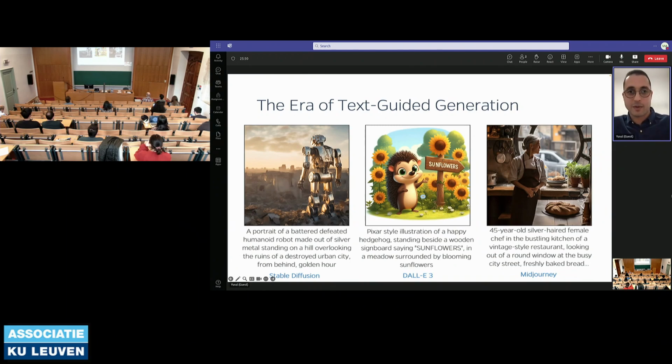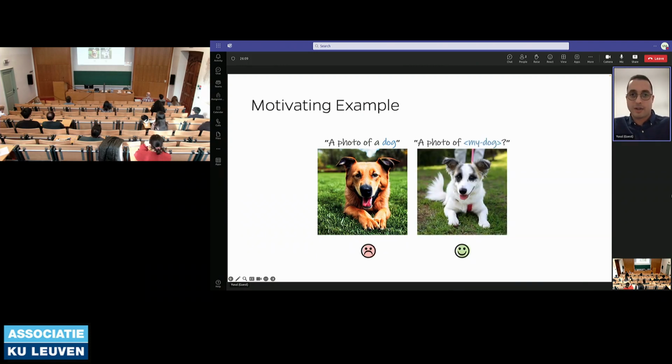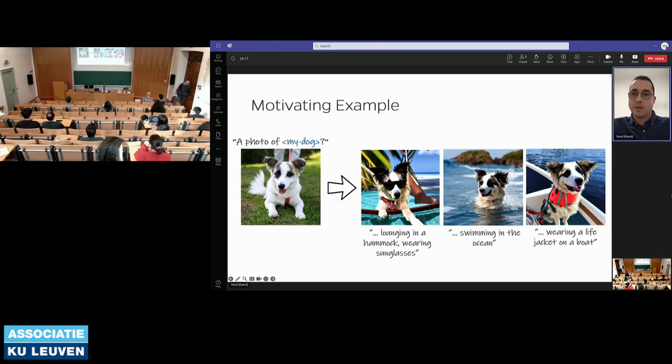So to go into our first problem that these models made possible. If I give, say, Stable Diffusion a simple prompt, a photo of a dog, it's very, very good at generating a realistic image. But what if I wanted to, say, generate an image of my dog? My specific dog. Or, go beyond this and say, imagine my dog lounging on a beach, swimming in the ocean, or wearing a life jacket. How can we force these models to generate images of specific personalized concepts? And this is a task that's called personalization.